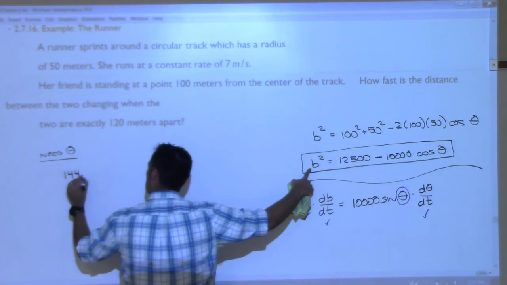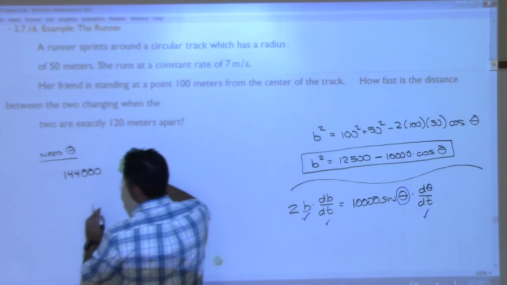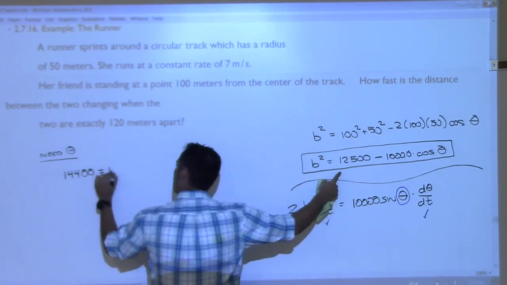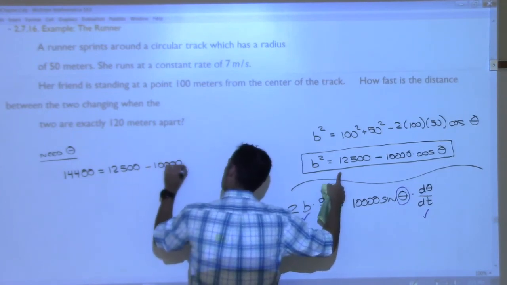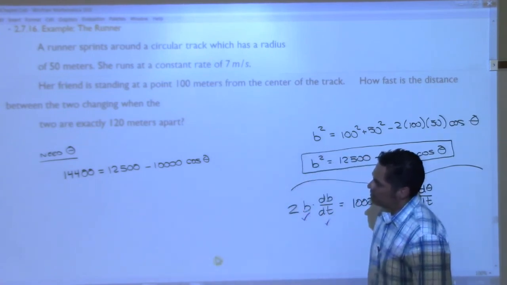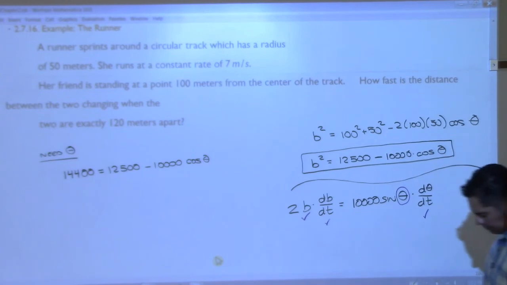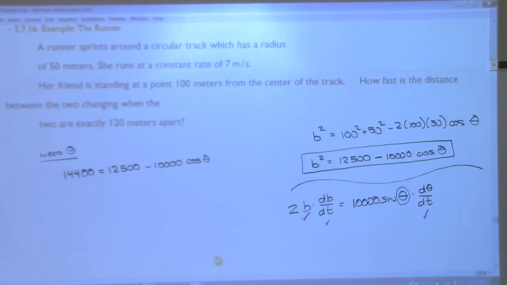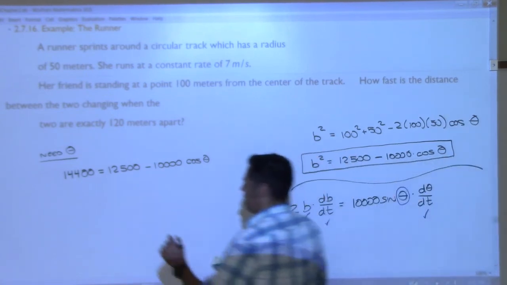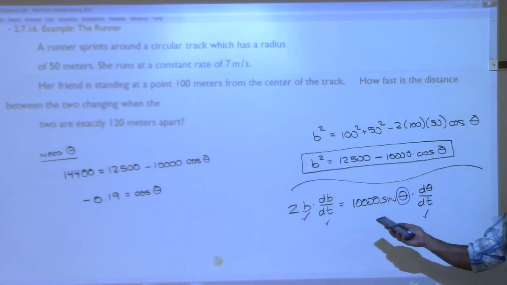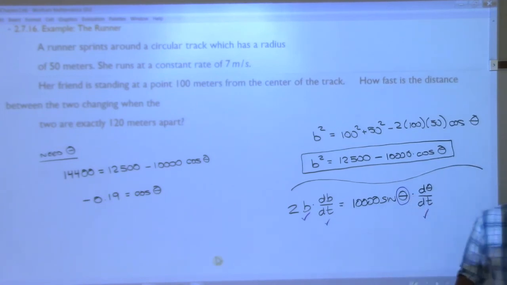120 squared is 14,400. Two zeros, not three. 14,400 equals 12,500 minus 10,000 cosine theta. Subtract 12,500 from both sides. 1,900, then divide that by 10,000, or negative 10,000, right? I think I'm getting negative 0.19 equals cosine theta. Anyone else get that? Now, arc cosine both sides.